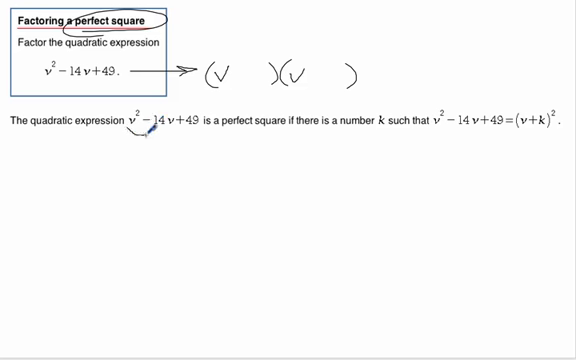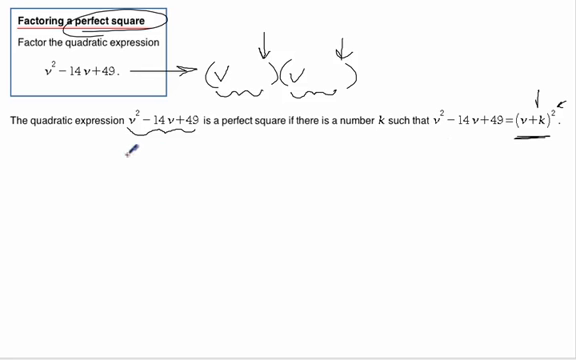So in these cases, a perfect square is whenever there's a number k. In other words, the number that goes here is the same, such that these two parentheses look the same. Because if they look the same, then we can just write them once with an exponent of 2.